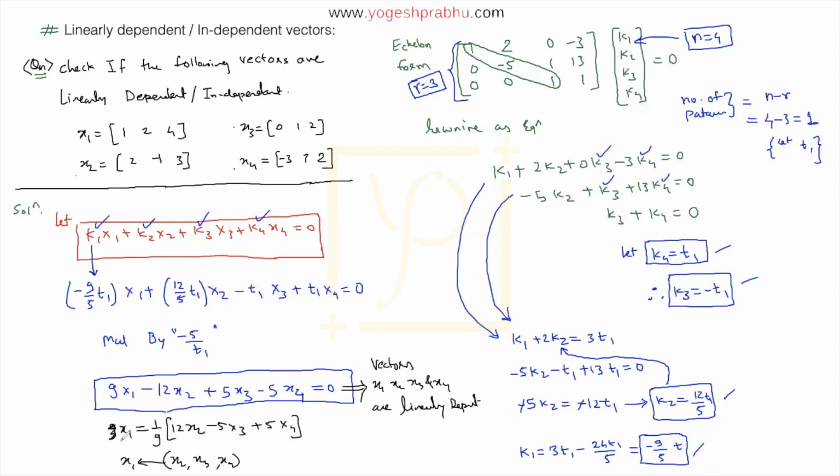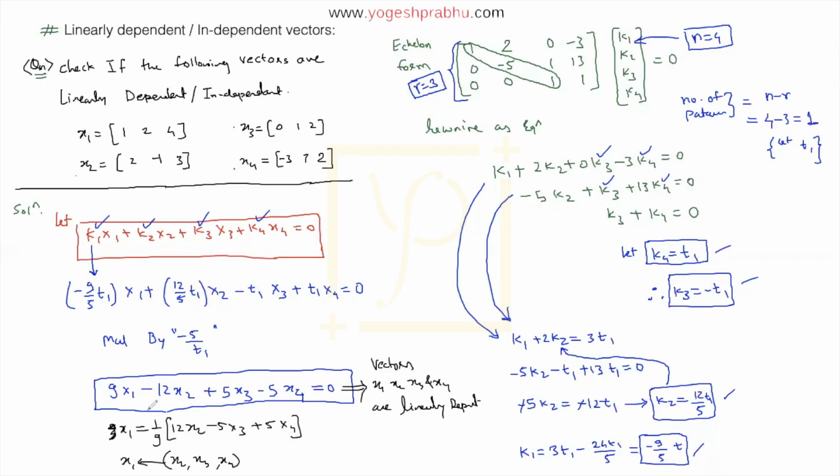So I expressed x1 in terms of all these vectors. That simply means that x1 is dependent on all these vectors. If you change the value of x2, will x1 change? If I change the value of x3, will x1 change? Of course, these values will make a difference to the value of x1. So I say x1 is dependent on all these vectors, and that simply means they are dependent on each other.